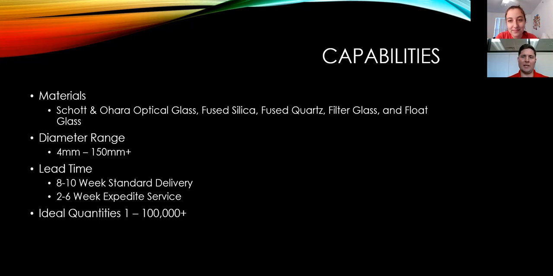A typical lead time you'll run into, and this isn't just LaCroix, is 8 to 10 weeks for a standard delivery, with options to go to 2 to 6 weeks for expedited deliveries. A niche of LaCroix is being able to go from prototype to production in the same facility. So we can make prototypes, onesies, twosies, all the way into thousands and tens of thousands. We have some optics we make hundreds of thousands of.